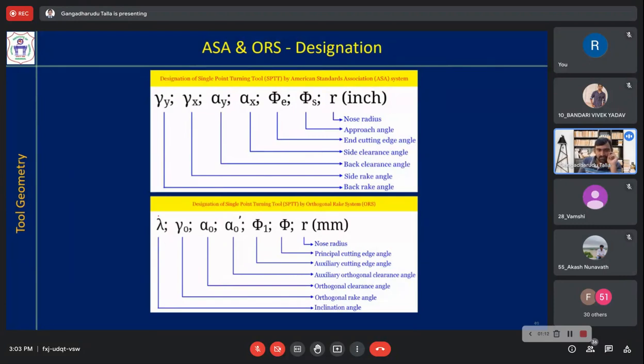So first angle is lambda, inclination angle, orthogonal rake angle, orthogonal clearance angle, auxiliary orthogonal clearance angle. This is auxiliary cutting edge angle, principal cutting edge angle. R is nose radius in mm. So all of you must remember this sequence. Then only you can solve some problems.